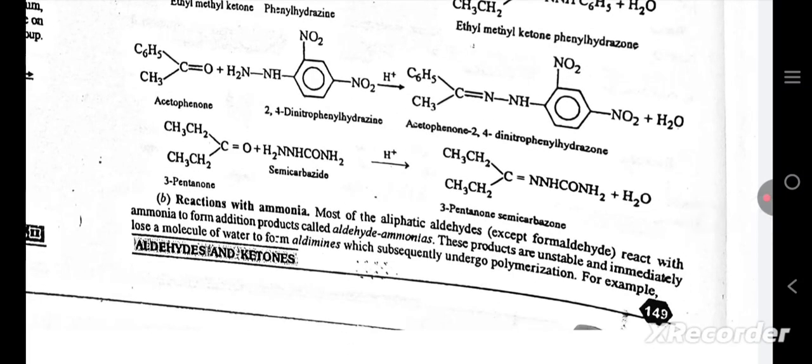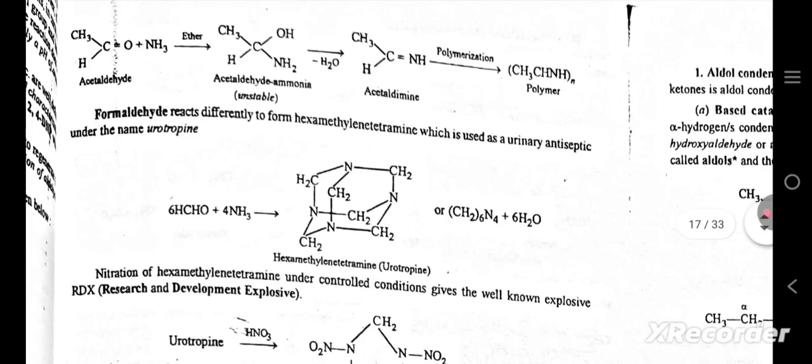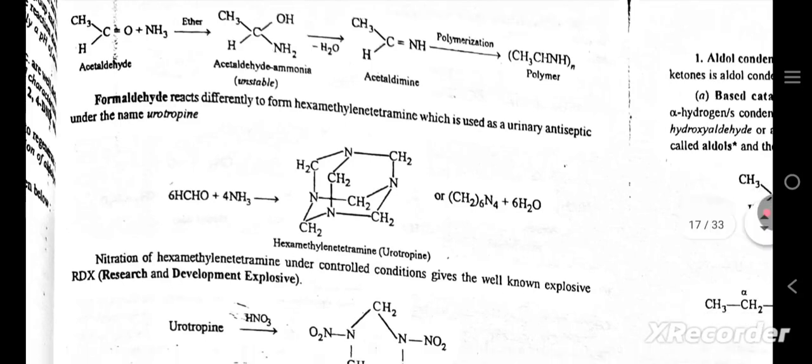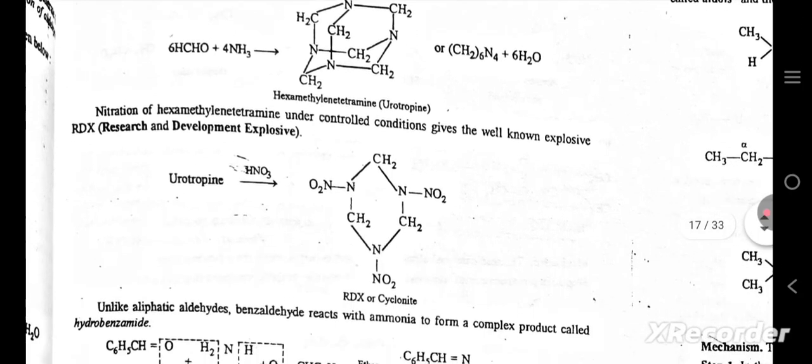Reaction with ammonia. Most of the aliphatic aldehydes except formaldehyde react with ammonia to form addition products called aldehyde ammonias. These products are unstable and immediately lose a molecule of water to form aldimines, which subsequently undergo polymerization. For example, formaldehyde reacts differently to form hexamethylenetetramine, which is used as a urinary antiseptic under the name urotropine.